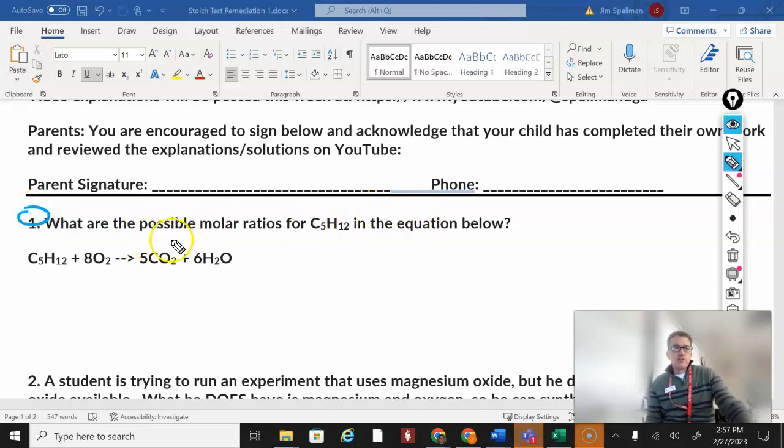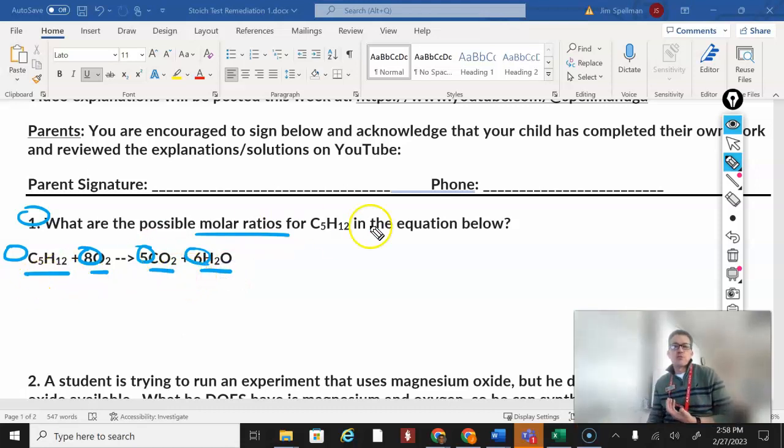So our first one, it says, what are the possible molar ratios? Again, all that you're looking for in the molar ratios are the numbers in front of our substances in the balanced formula. When we put numbers in front, we're effectively saying how many of each substance are going to be required to react with one another and how many units of each substance would be produced. So the way that this one is written, it literally tells us that I need one of these to react with 8 of those. They produce 5 of these. They produce 6 of those.